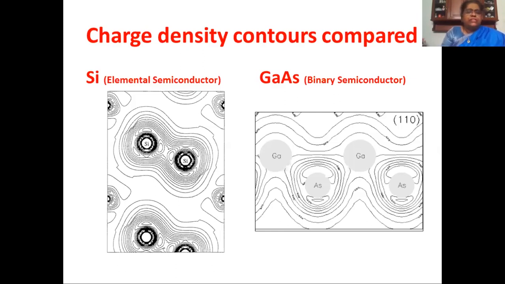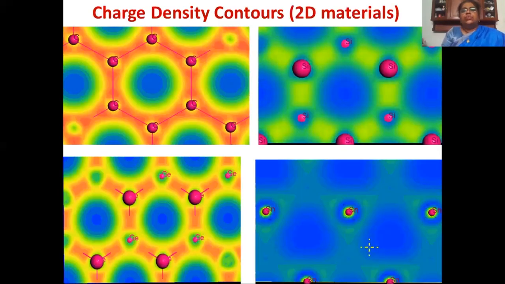So how do you get this? The origin is bonding, and then it has formed a particular crystal structure, and the charge density distributions are like this. Okay, so this is a two-dimensional solid. Now everybody is talking about two-dimensional materials, or materials and solids in reduced dimension. So this is graphene, the very famous two-dimensional carbon, and you see the charge density. This is two-dimensional silicon, two-dimensional germanium, two-dimensional stanene.